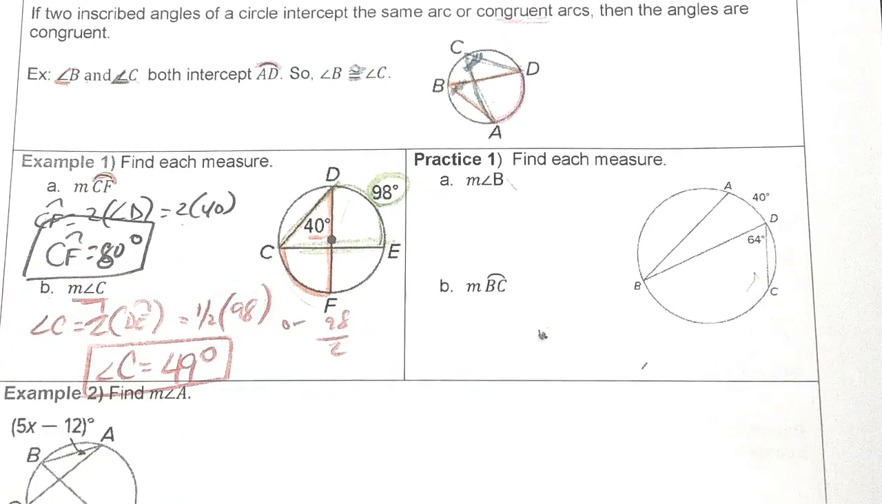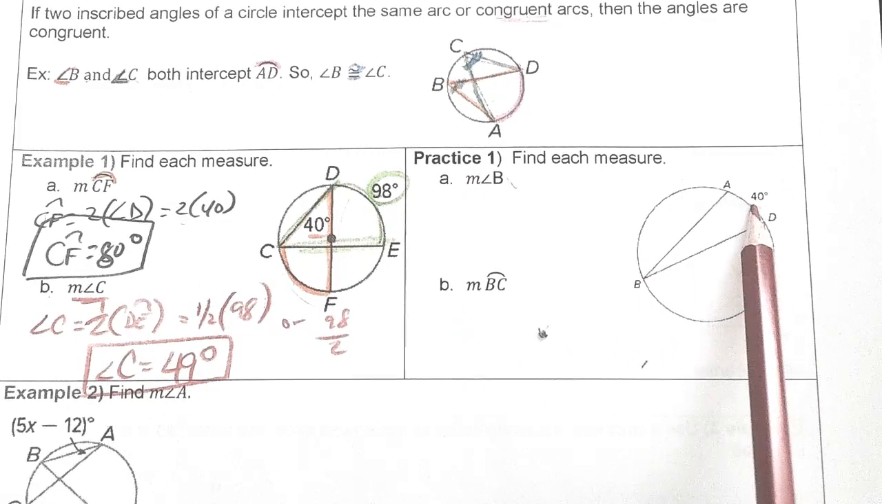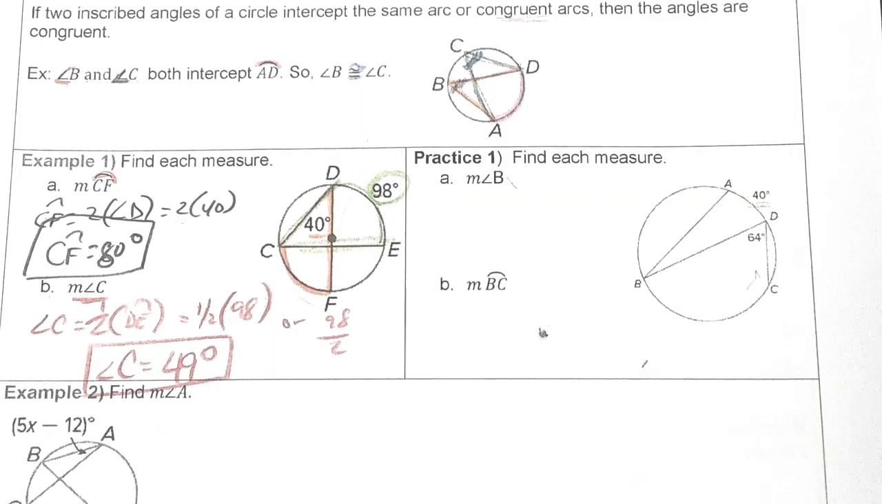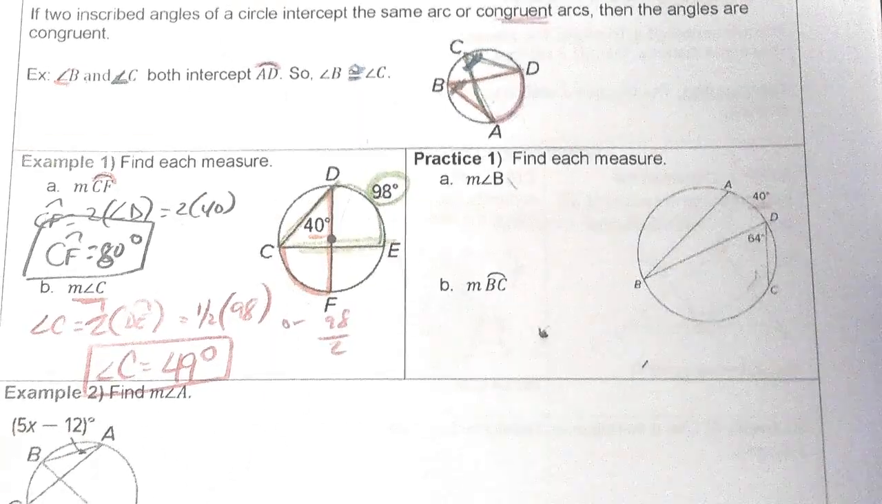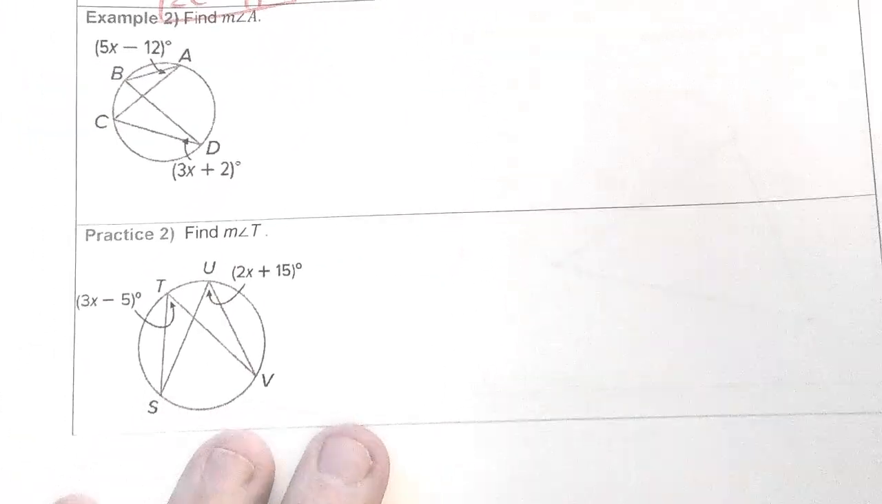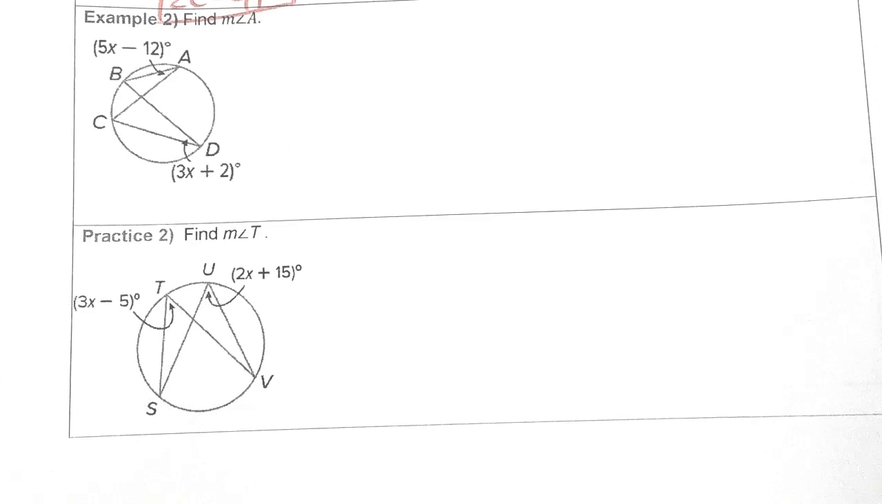Okay, you guys over here, measure angle B. Angle B is here, it's associated with that arc. They want arc BC, it's associated with that angle. You know the rules. Let's see what you can do. Then we're going to move down the page and look at example 2, and then you guys are going to do practice 2, and then I'm going to move to the next part of the page. So, example 2, find measure A.